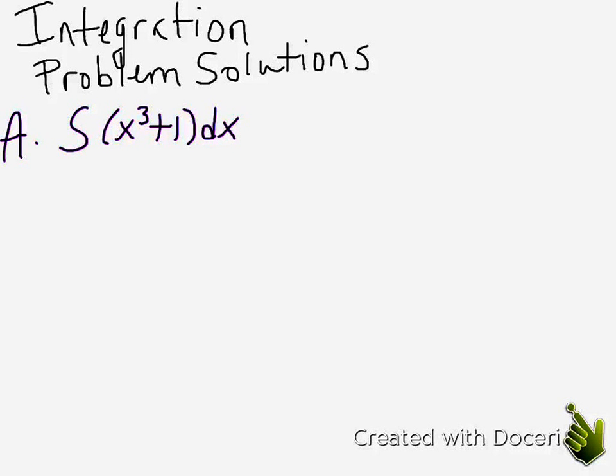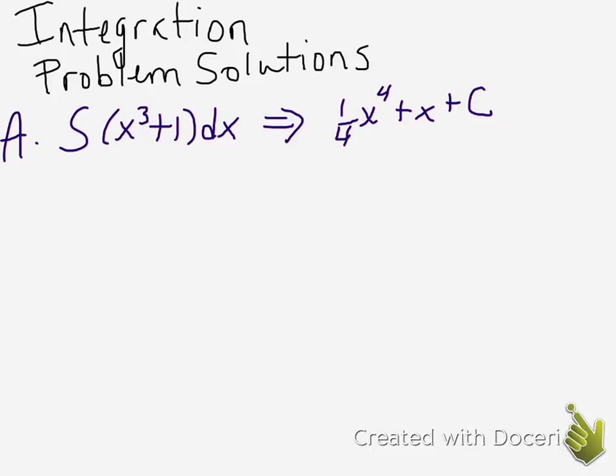So in row A, the first problem could be done without any algebraic manipulation or substitution. Straightforward indefinite integral using the rule x to the nth, and the answer is 1/4 x to the 4th plus x plus c. Remember, these are all indefinite integrals, so let's remember that plus c.